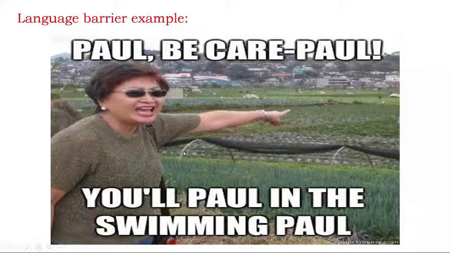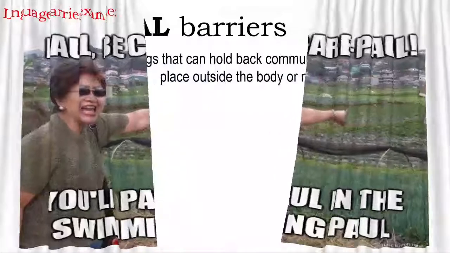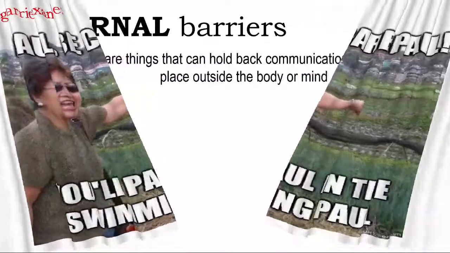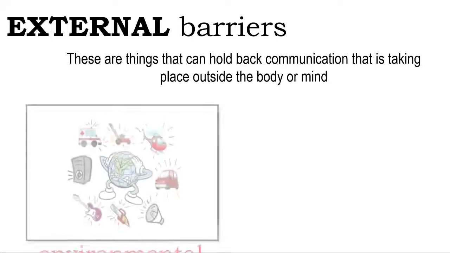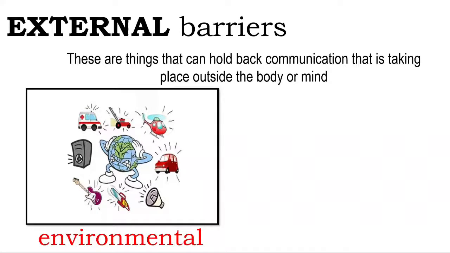So Paul. Okay, let's proceed with the second type of barriers. It's what we call the external barrier. These are the things that can hold back communication that is taking place outside the body or mind. And yes, the first type is the environmental barrier. Okay, so the noise that comes from the transportations, musical instruments. These are examples of environmental barriers.